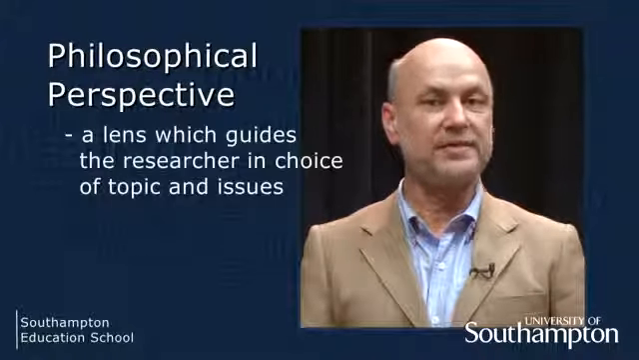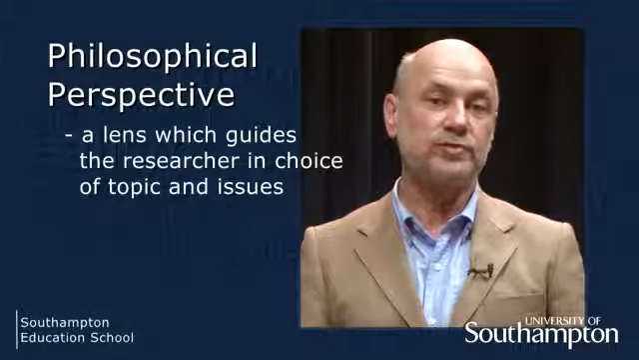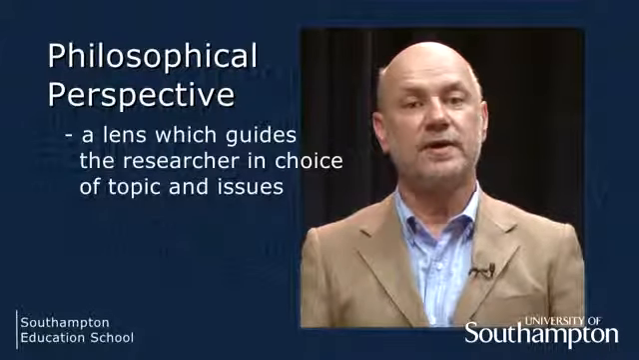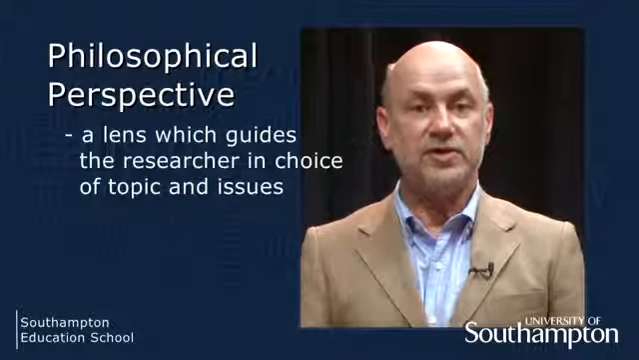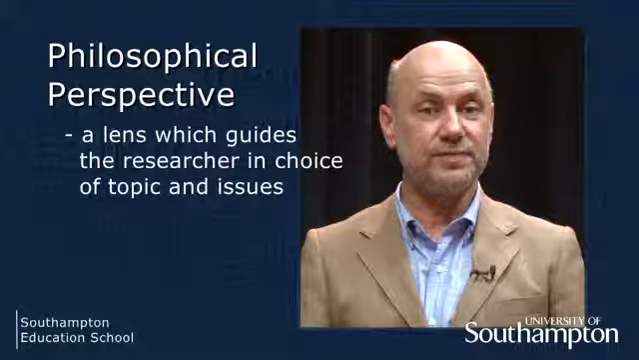An alternative approach is to use a philosophical perspective to guide your research. A philosophical perspective is a lens which guides the researcher in their choice of topic and informs the researcher about which issues are important. The philosophical lens approach can also determine the way your information is collected and presented. There are a variety of philosophical perspectives that you could adopt.